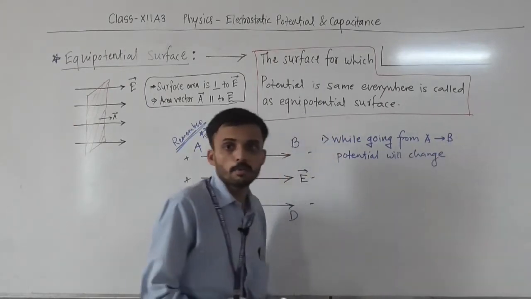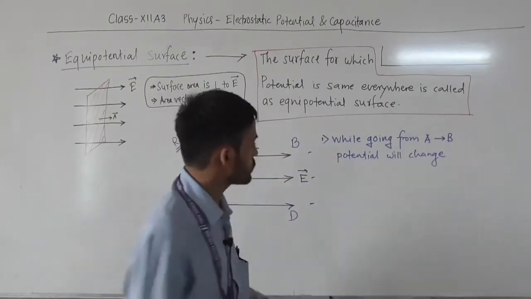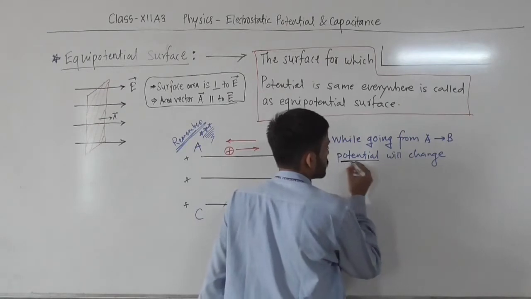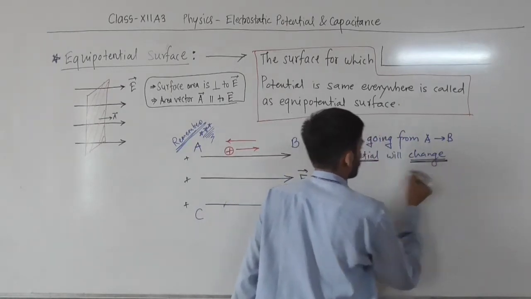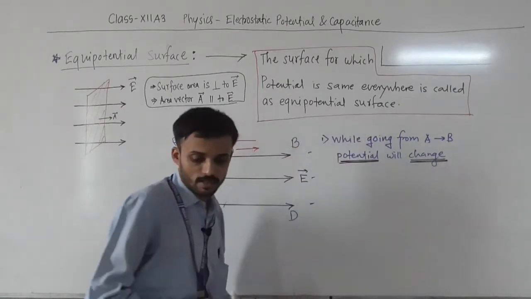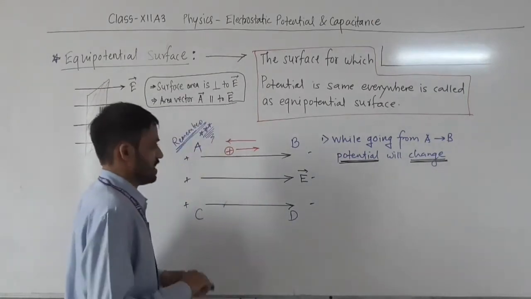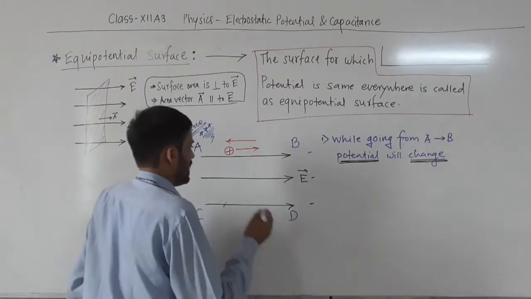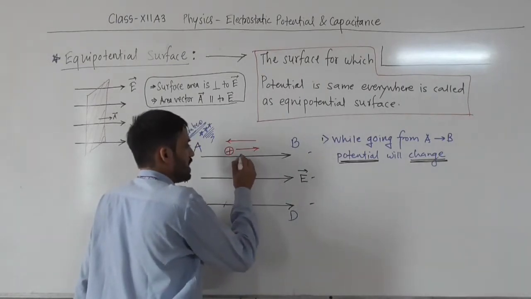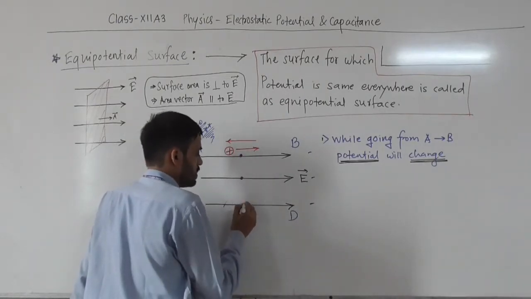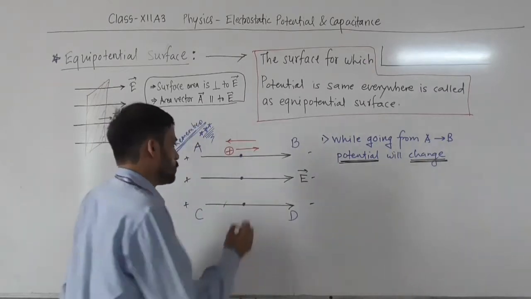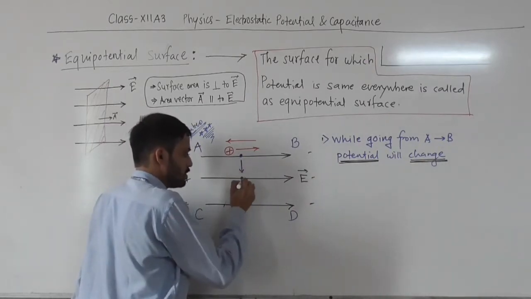While going from A to B, potential will change. It will not be constant. It will change. But whereas while going from A to C, like this, suppose potential at this point, potential at this point, and potential at this point.